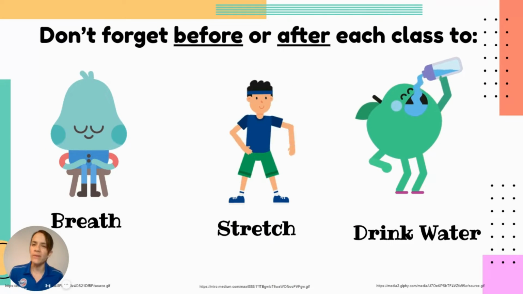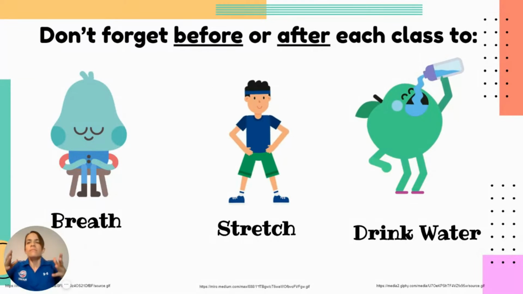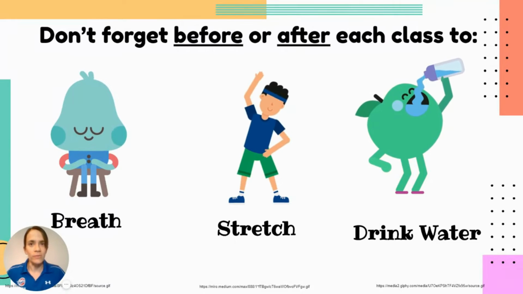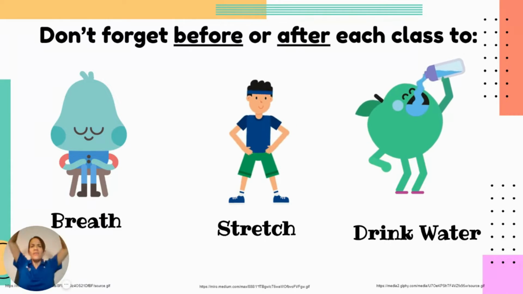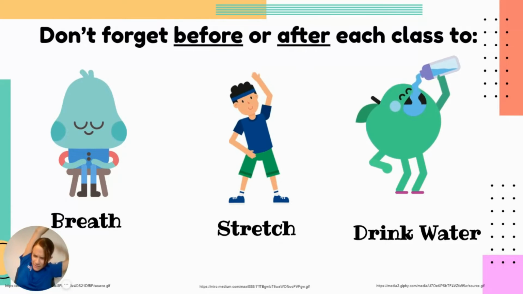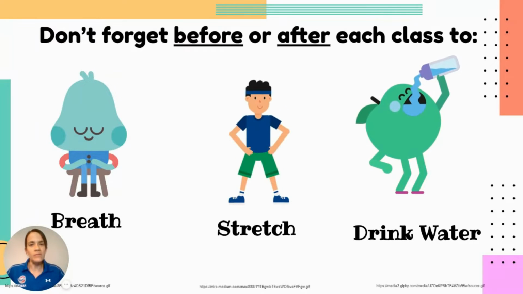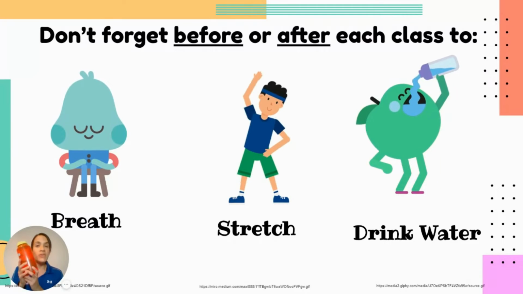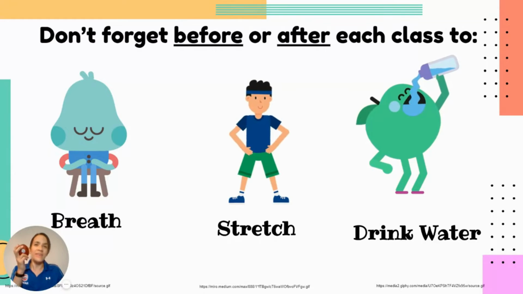But before we start, don't forget, before or after each one of your classes, make sure to breathe. Take a deep breath and then let it go. This will help oxygenate your brain. Also, don't forget to stretch once in a while. Okay, stand up and do some stretching to help out your muscles. And third, don't forget to stay hydrated. Make sure to have your water nearby. And why not? A healthy snack too.